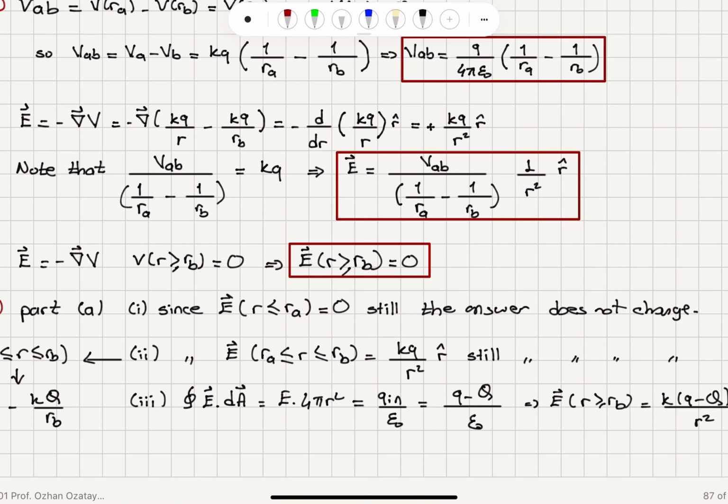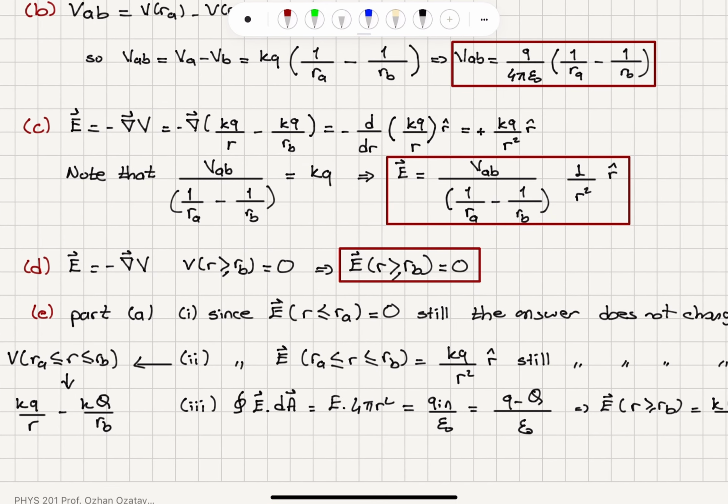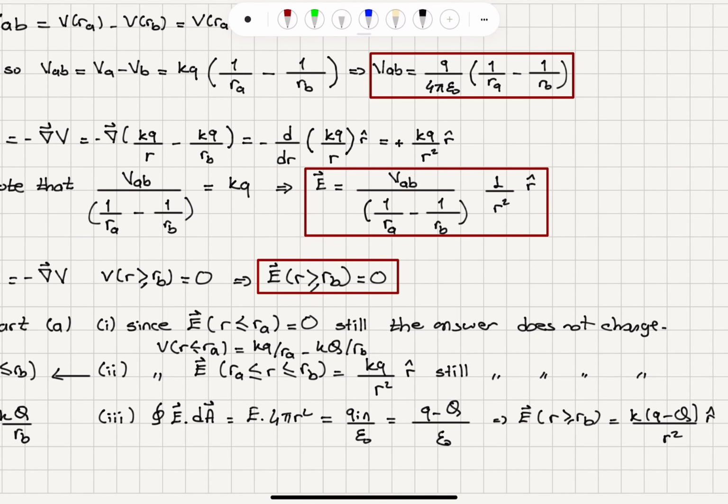So to summarize, by changing the charge on the outer sphere, the electric field inside the metal sphere is going to be zero. So I will have a constant potential inside. And what is that constant potential? Well, for the region r less or equal to r sub a, it is kq over r sub a minus k capital Q over r sub b. So the potential changes for this region. So maybe we should not say the answer doesn't change.